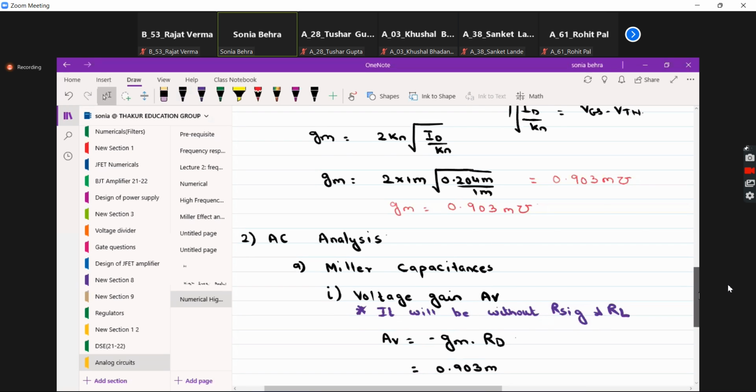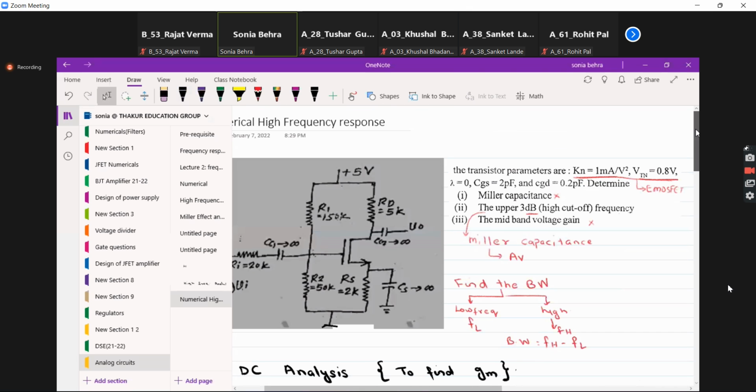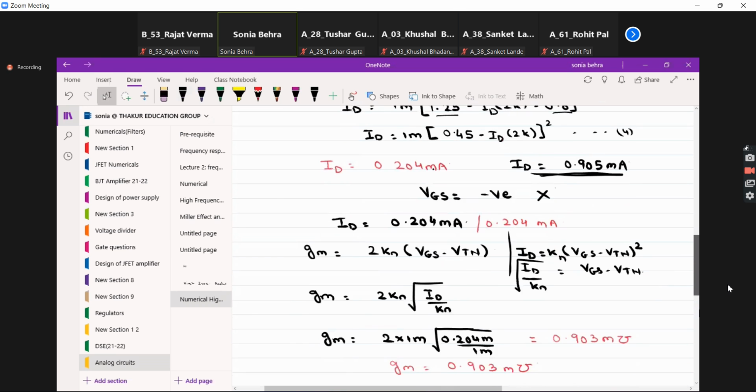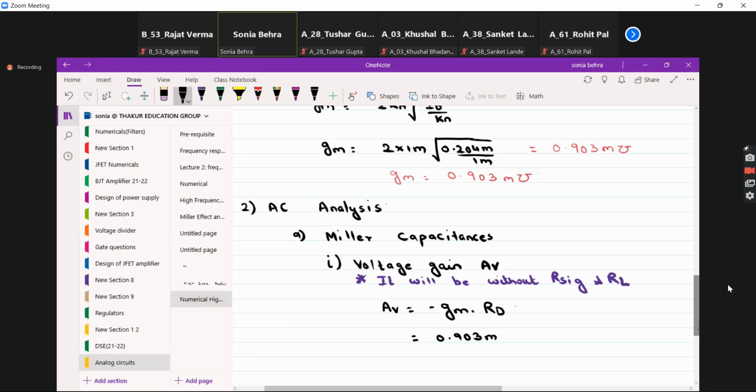RD in your circuit. Let me go back to your circuit and see what is RD. RD is given as 5K. So put RD as 5K. Find out the value of AV. Give me this value of AV.